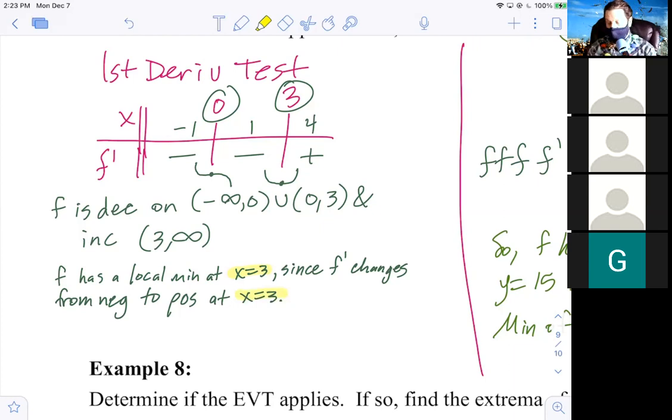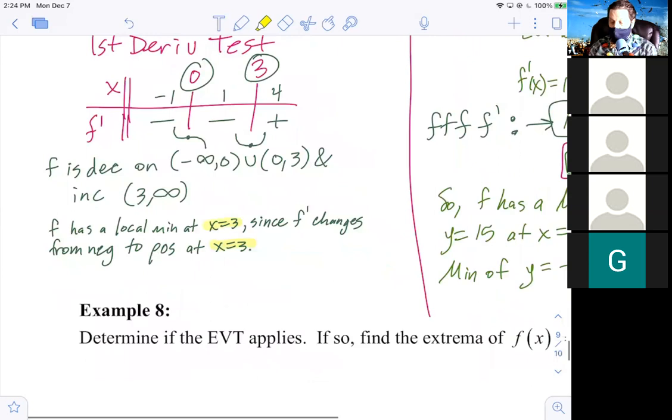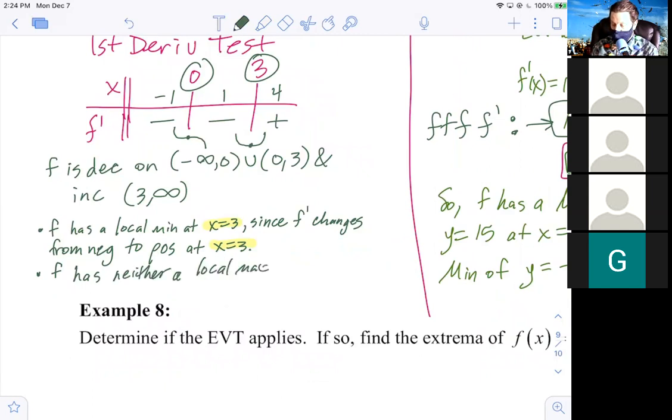Okay, now sometimes it'll ask you to determine at every critical value if there's a local max, local min, or neither. So here's what it would look like if you had to address 0. F has neither a local max nor local min at x equals 0, comma, since f prime is negative.